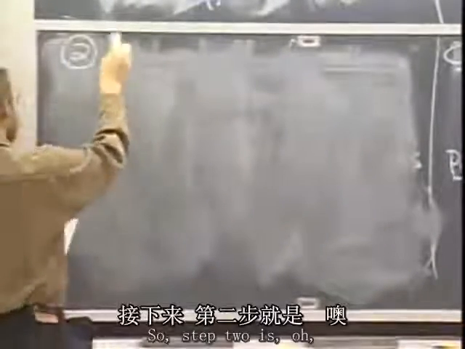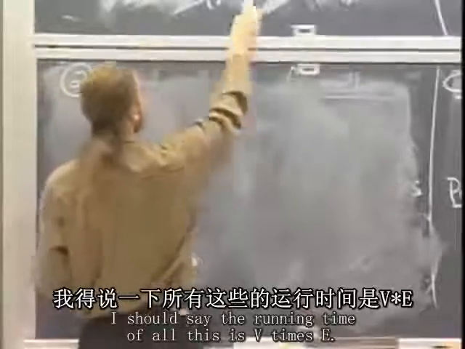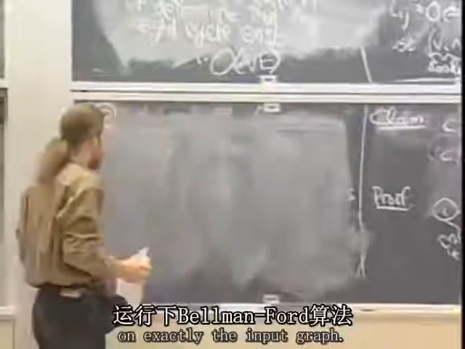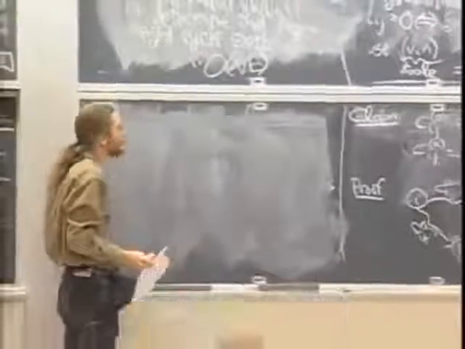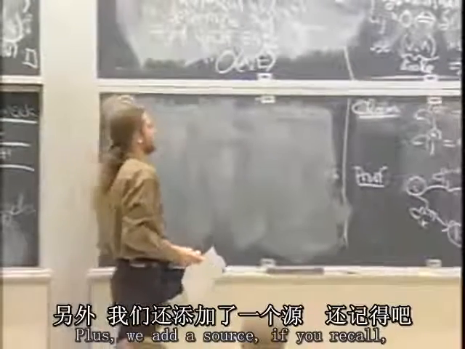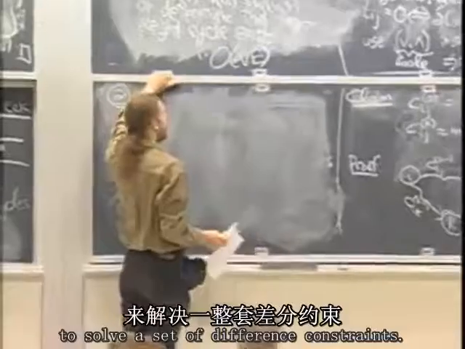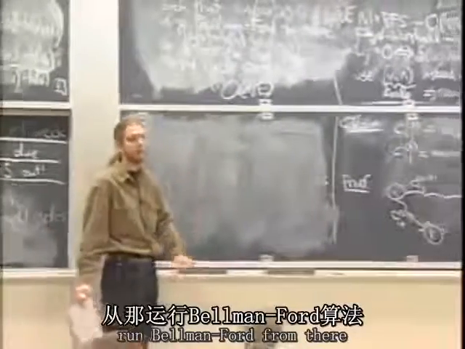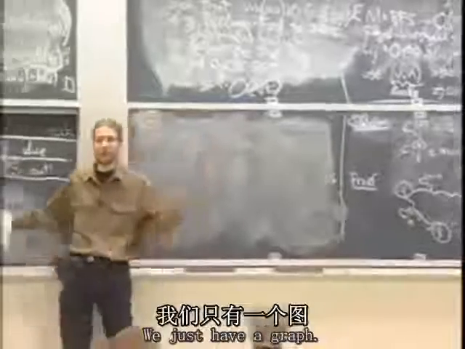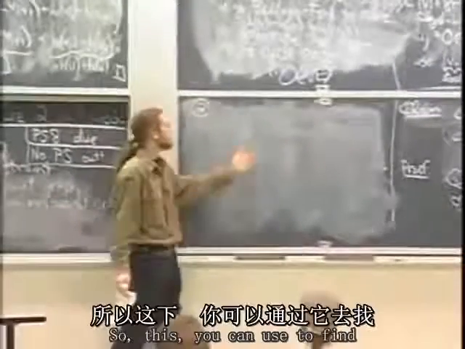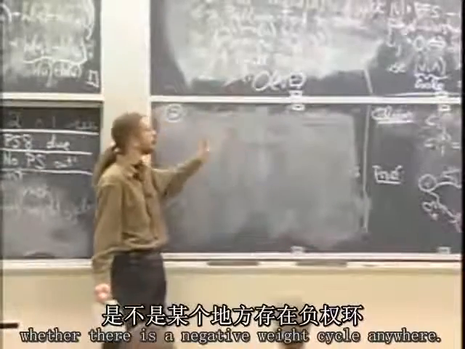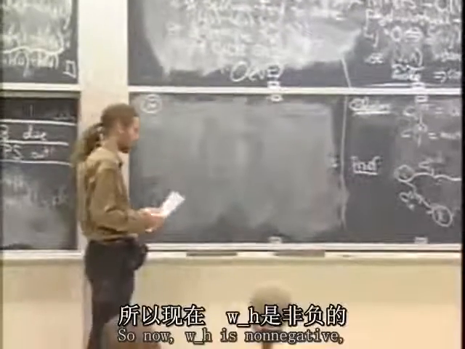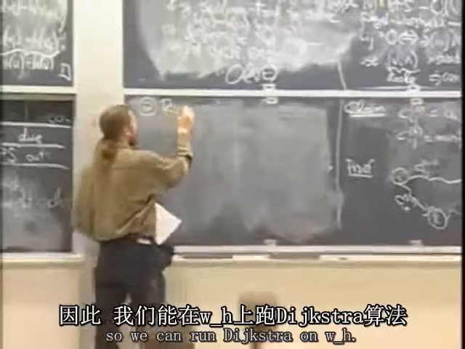So step 2 is, I should say the running time of all this is V times E. So we're just running Bellman-Ford on exactly the input graph plus we add a source. If you recall, to solve a set of difference constraints, you add a source vertex S connected to everyone at weight 0. Run Bellman-Ford from there. Because we don't have a source here. We just have a graph. We want to know all pairs. So this you can use to find whether there's a negative weight cycle anywhere. Or we get this magic assignment. So now w_h is non-negative. So we can run Dijkstra on w_h.